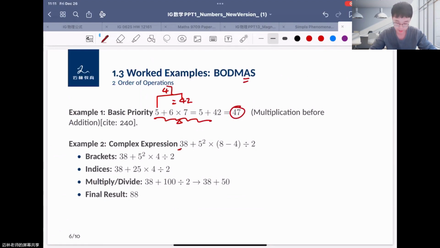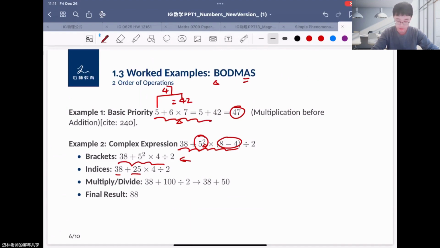For a complex expression we also use BODMAS. First we calculate the value in the brackets. Here we have 38 plus 5 squared times (8 minus 4), all divided by 2. So 8 minus 4 is 4. That is for the brackets. Then for indices, we have 5 squared, so we first calculate 5 squared, which equals 25. So now we have 38 plus 25 times 4 over 2. This is the indices calculation.